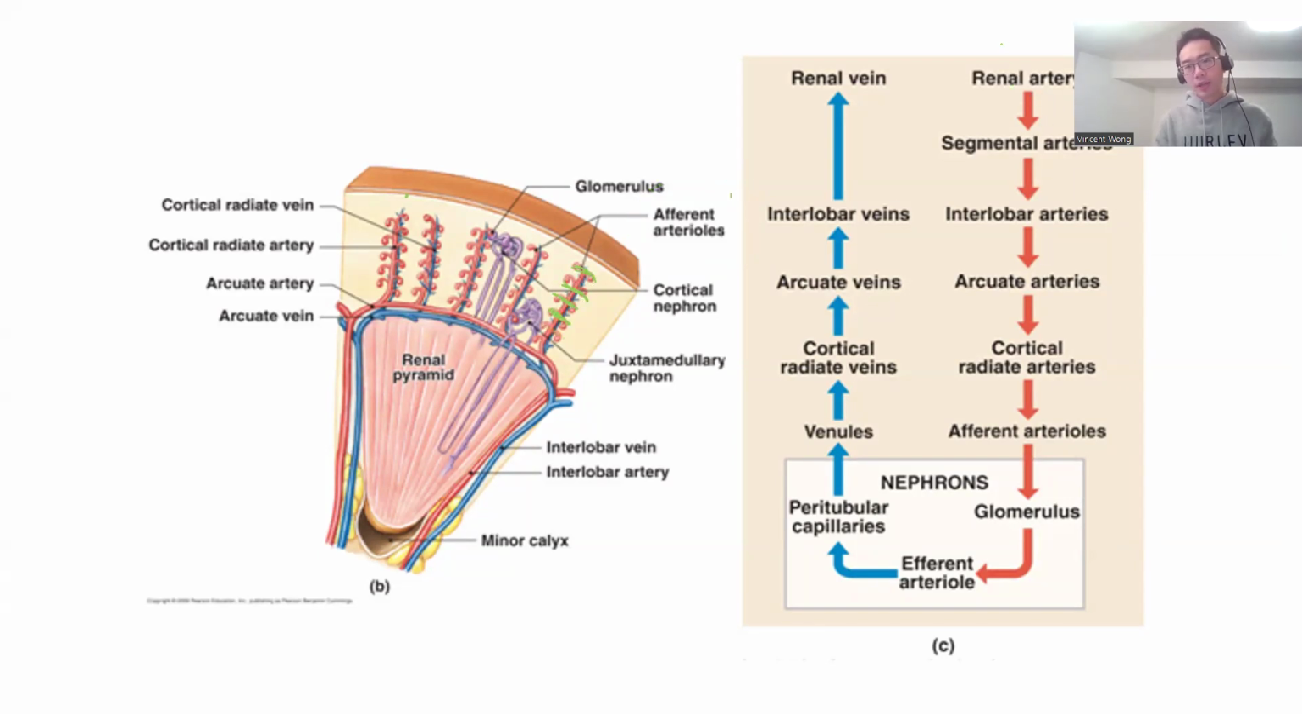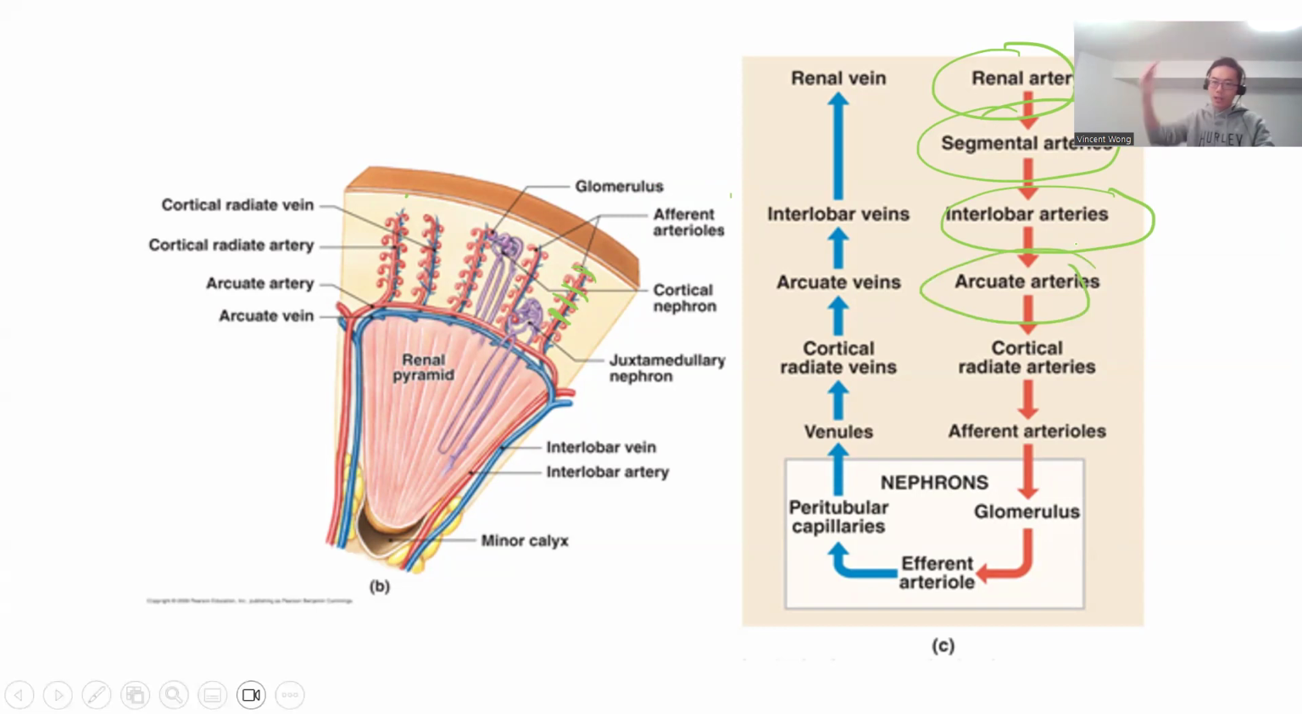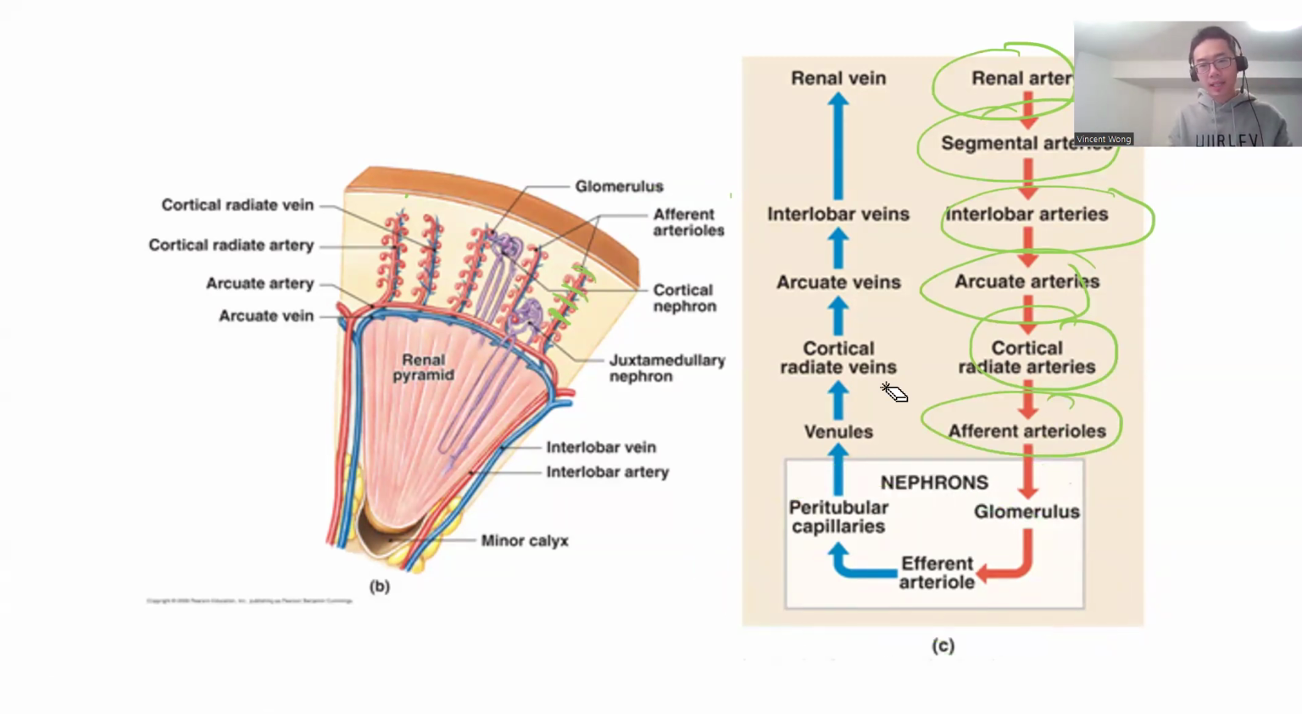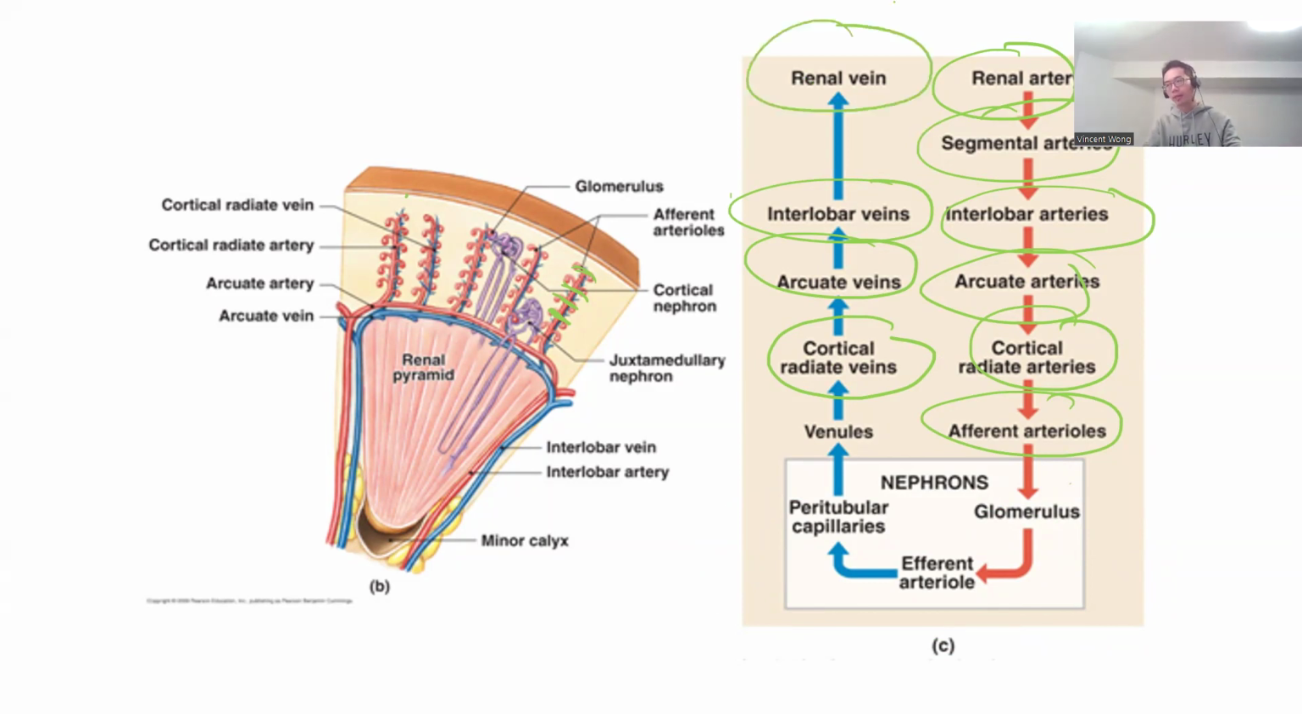So you can trace out the path again. Renal artery, segmental artery, interlobar going up the sides, arcuate forming the wedge on the outside of the cone, right? And then cortical radii artery, afferent arteriole, and then all this stuff that I haven't taught you yet. The point is, afterwards, they just come back out, right? You see the cortical radii vein, arcuate vein, interlobar vein, and then it skips the segmental vein and just goes directly back to the renal vein.